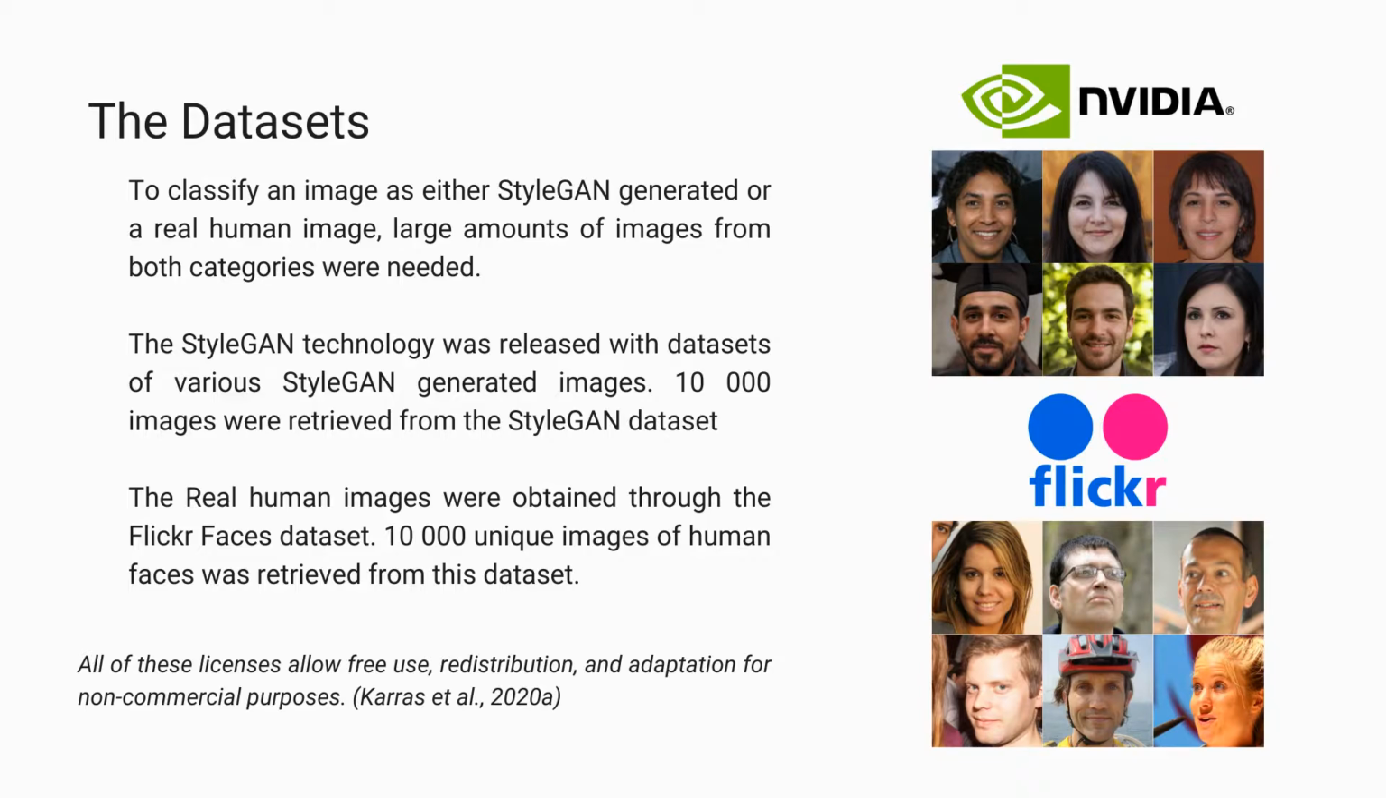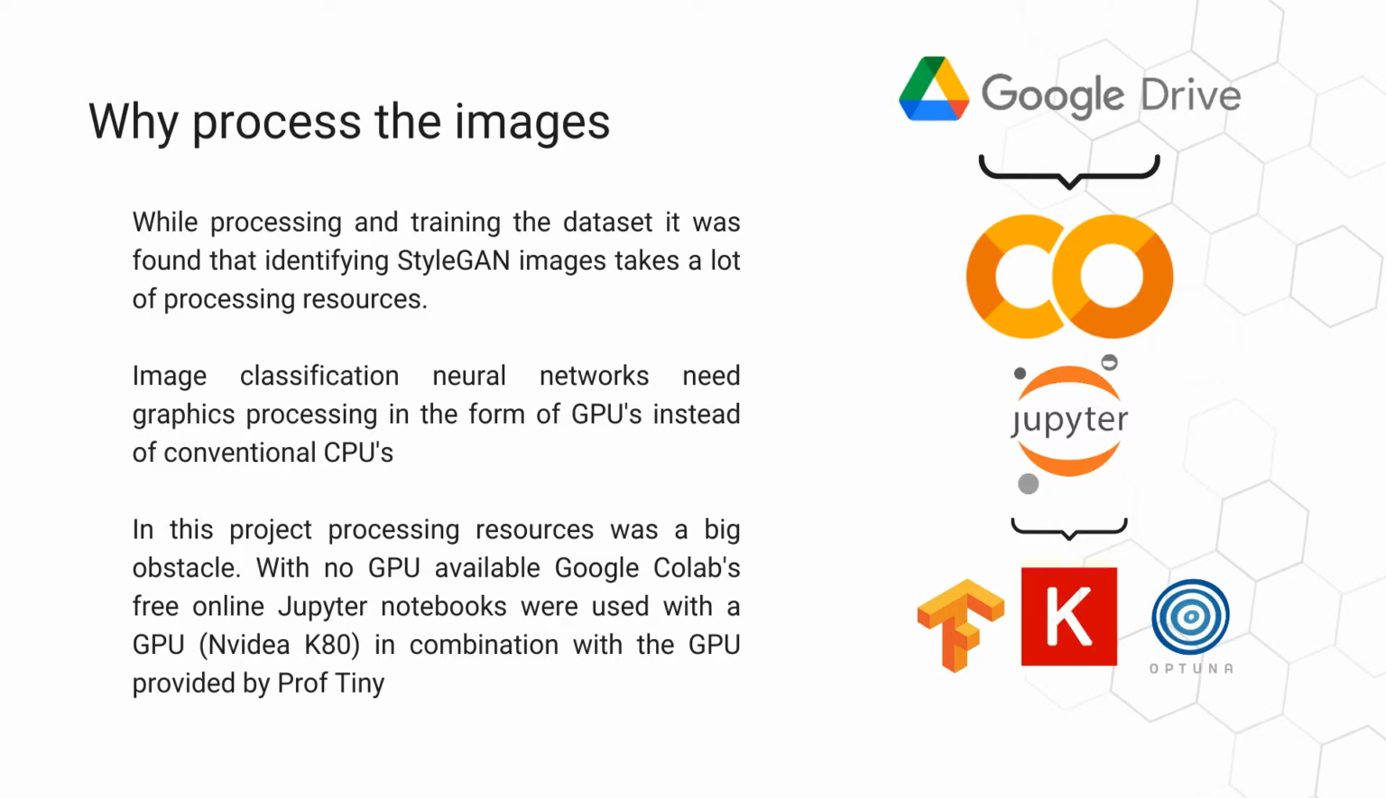To classify the images between StyleGAN and real images, large datasets had to be used for training. The Flickr faces and StyleGAN datasets each contain 100,000 unique images. From that, we use a subset of 10,000 images each. Both of the datasets were allowed for use in this project as stipulated by the respective licenses. While processing and training the dataset, it was found that identifying StyleGAN images takes a lot of processing resources. Image classification neural networks need graphic processing in the form of GPUs instead of conventional CPUs.